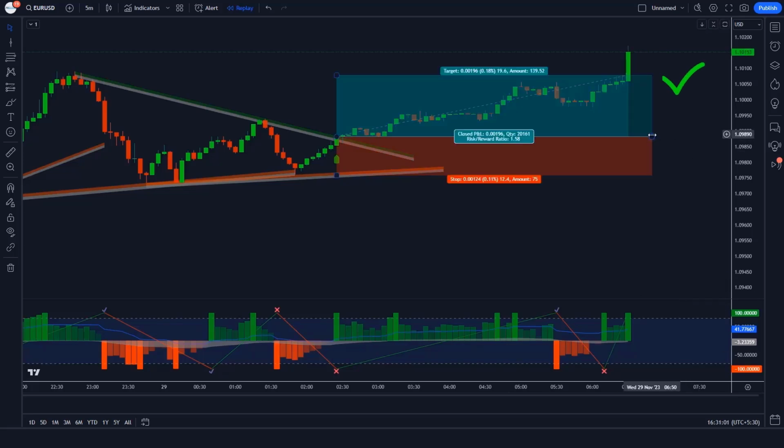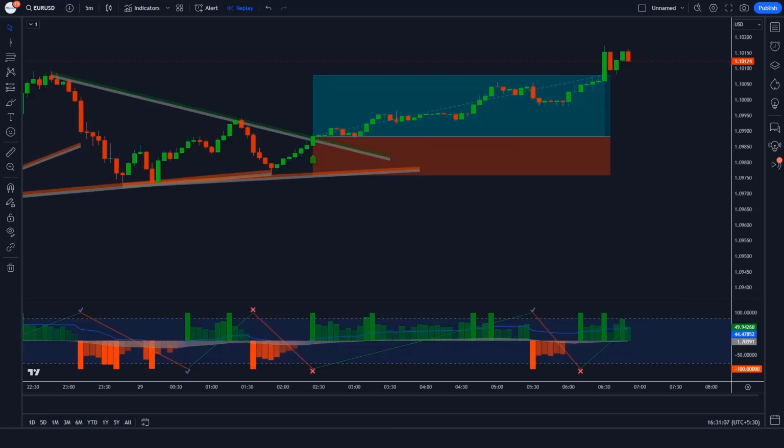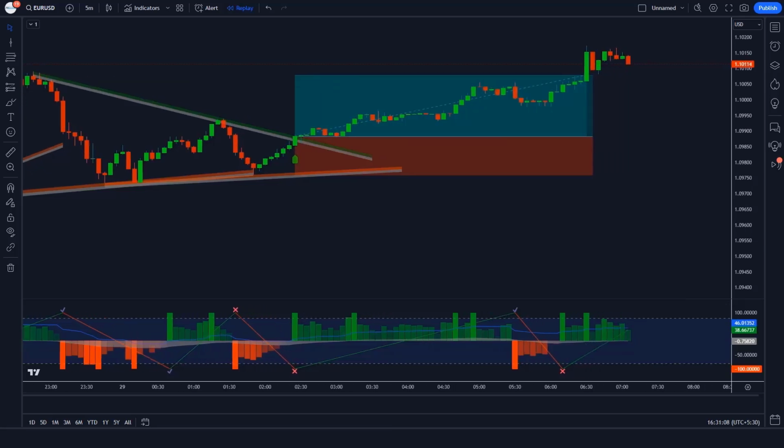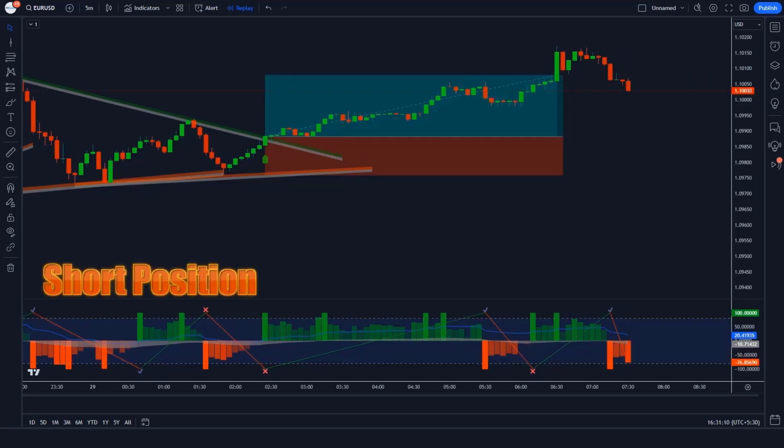The market has completely hit the target. This indicator is an advanced technical analysis tool designed to identify market reversals and entry-exit points with great accuracy. Let us now understand the short position.